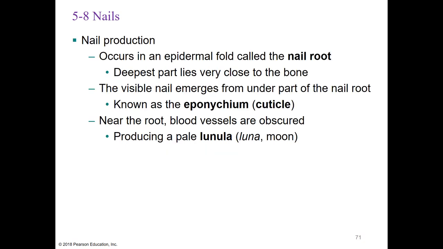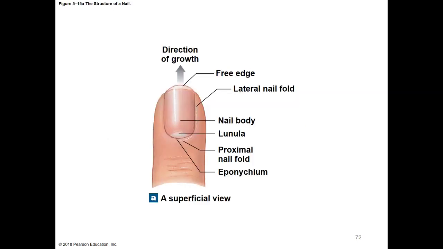So nail production occurs in an epidermal fold called the nail root. The deepest part of this root is very close to the bone, and the visible nail emerges from under part of the nail root known as the cuticle. That's what most of us call it, but it's officially known as the eponychium. Near the root, blood vessels are obscured, which produces a pale area called the lunula, or luna, moon, named for the moon.